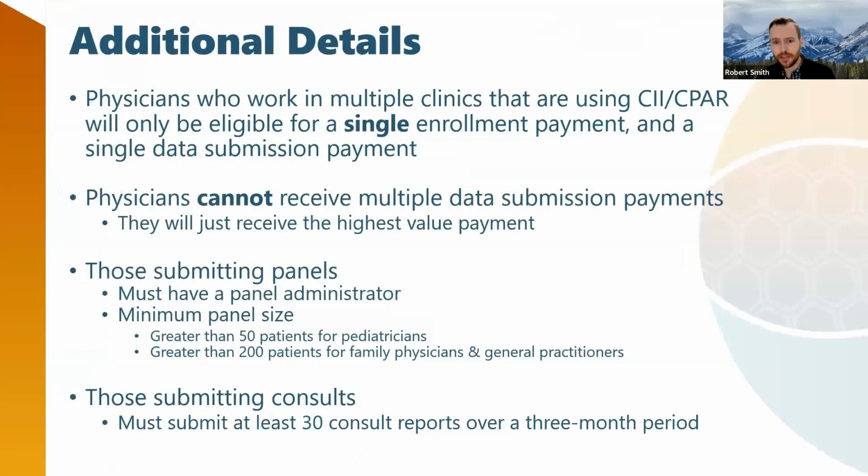So some additional details. Physicians often work in multiple clinics. We recognize that. We encourage you all to sign up for CI-CPAR at all your clinics. That would be fantastic if it's appropriate. But just keep in mind, you'll only be eligible for a single enrollment payment. So the first time you go live, generally, that's the one you're going to receive the $1,000 payment for. And a single data submission payment. So again, if you have one subspecialty clinic where you're submitting consults, but you have a regular family practice where you're submitting panels and encounters, you receive the higher of those payments. You'll get the panel and encounter submission payment every 3 months. And in the same vein, physicians cannot receive multiple data submission payments. You'll just receive the highest value payment. I think I already covered that.